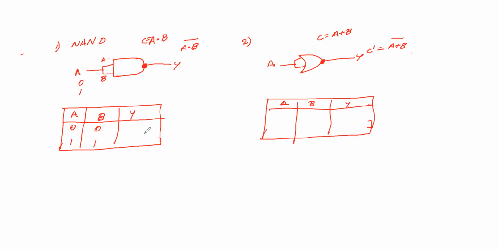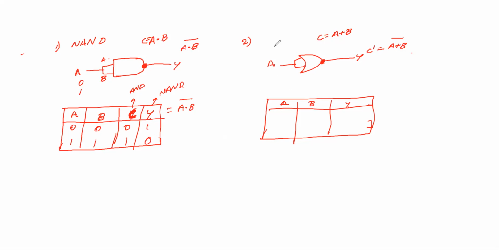Instead of Y, I'll take C first. C is equal to A dot B for the AND gate. So 0, 0 gives 0 because it is your AND gate, and I'll take this one as Y for your NAND gate. When both are 1s, the AND output will be 1 only. Because the NAND is the opposite to it, Y is equal to A dot B whole bar, so I can take it as 1 and 0. So this is your truth table for your NAND gate when both inputs are the same.